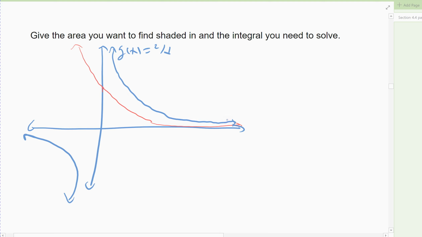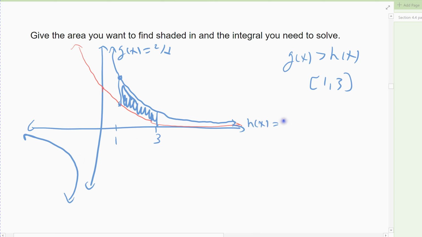So actually, G of X is greater than H of X from 1 to 3. Actually, it's greater than H of X from 0 to infinity, and then it's smaller over here. Alright, so the part that we're interested in is between 1 and 3, which is roughly around here. So this is the little bit of area that we're looking at, the area between 1 and 3 of my function G of X and my function H of X. So again, remember H of X, the red function, which was 2e to the negative X. Alright, so there's the little bit of area that I'm looking for.